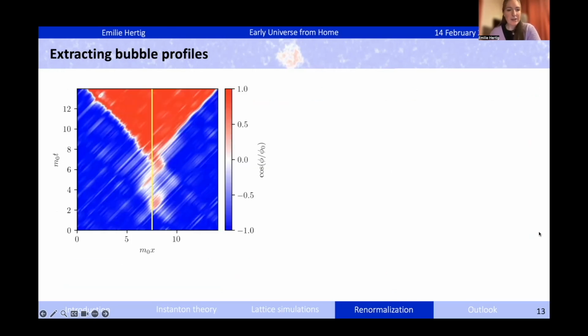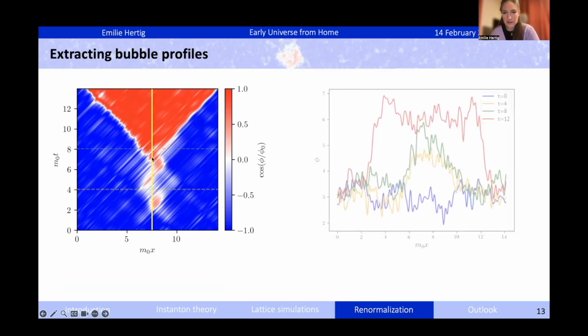Now, here you can see some examples. So that's the bubble I was just showing. It is actually quite difficult to figure out where the nucleation time is. We can see very clearly the symmetrical expansion at late times. But in this zone here, what is the precursor and where do we really consider the bubble to have appeared? This is actually hard to tell.